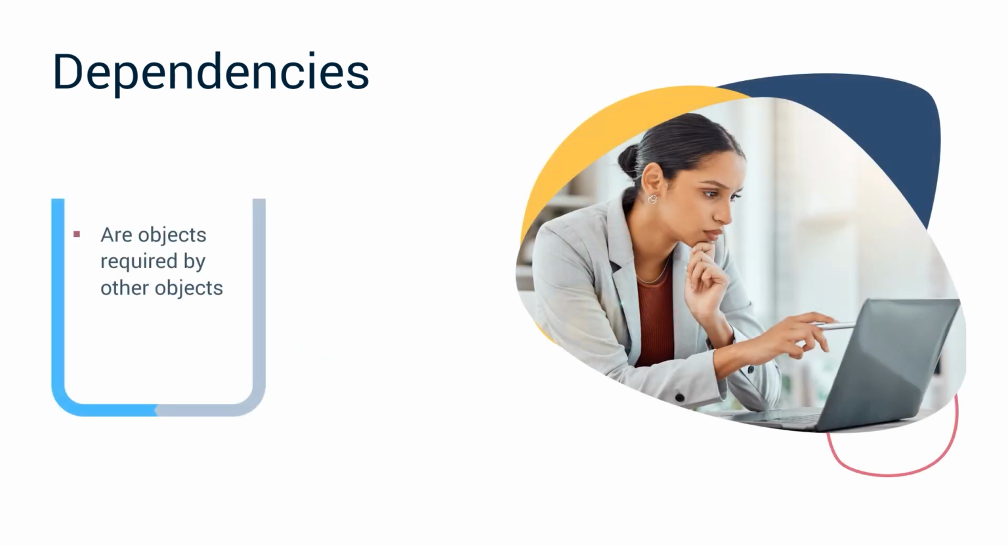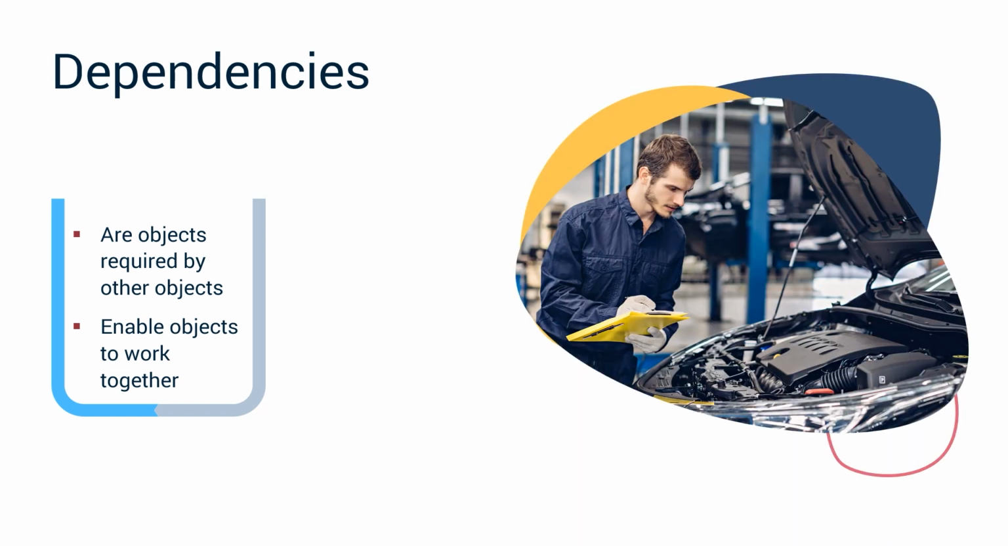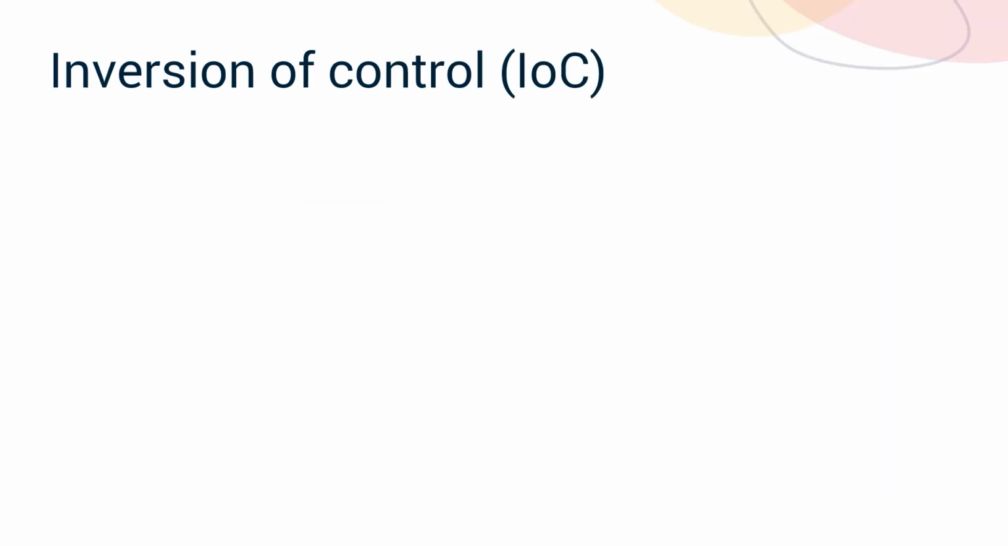Dependencies refer to objects that other objects require to function properly. They enable objects to work together effectively within an application. For instance, cars require engines to run, which implies that the engine is a dependency for the car.